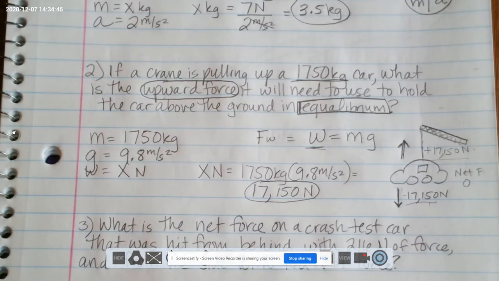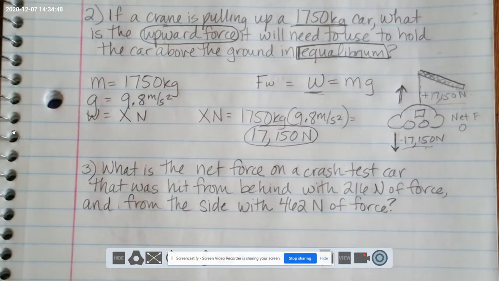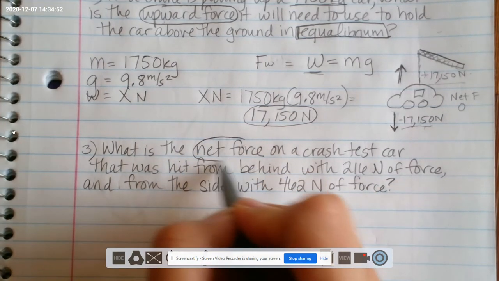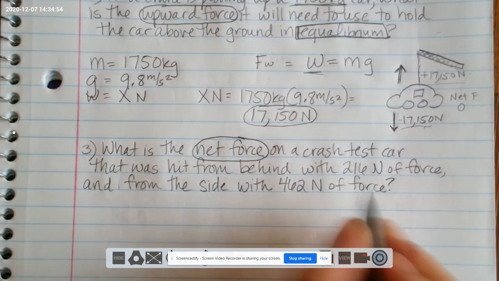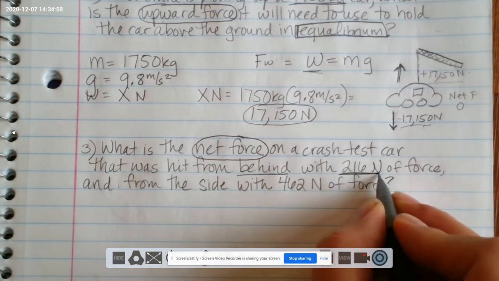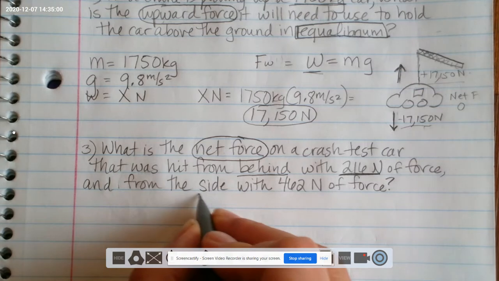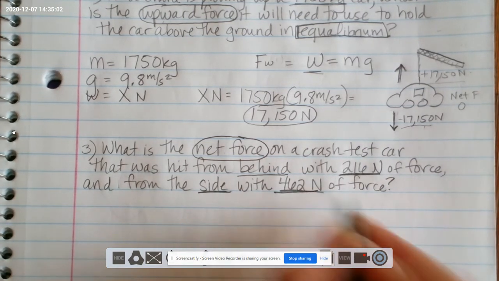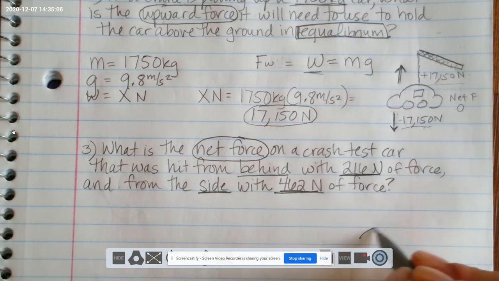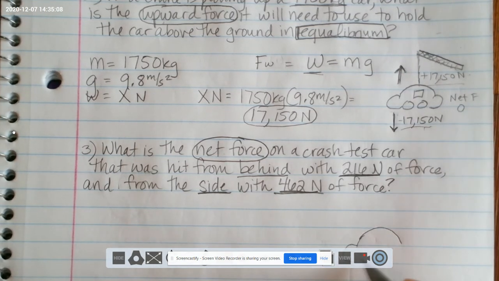Now the last one is going to be asking for a net force. So now we are looking for net force. What is the net force on a crash test car that was hit from behind? This is important, with 216 newtons of force, and from the side with 462 newtons of force. So again, draw it out so you can kind of get the idea of what you're looking at.